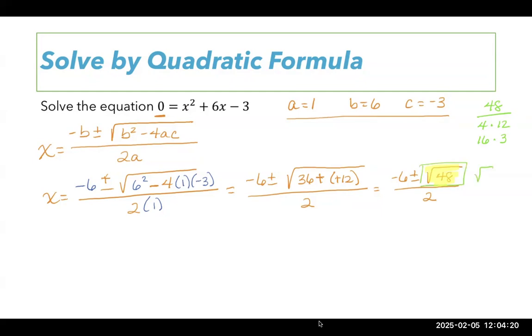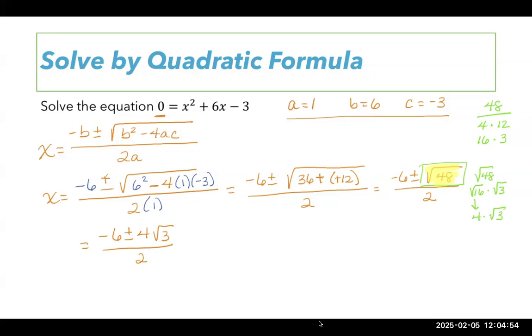the square root of 48 as the square root of 16 times the square root of 3. And then the square root of 16 would become a 4. So 4 square root of 3 would be the simplified version of the square root of 48. So if I continue down here, I now have negative 6 plus or minus 4 root 3 divided by 2.